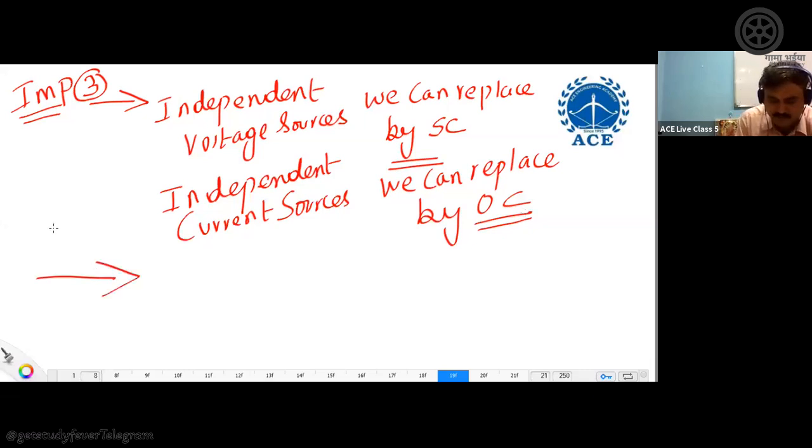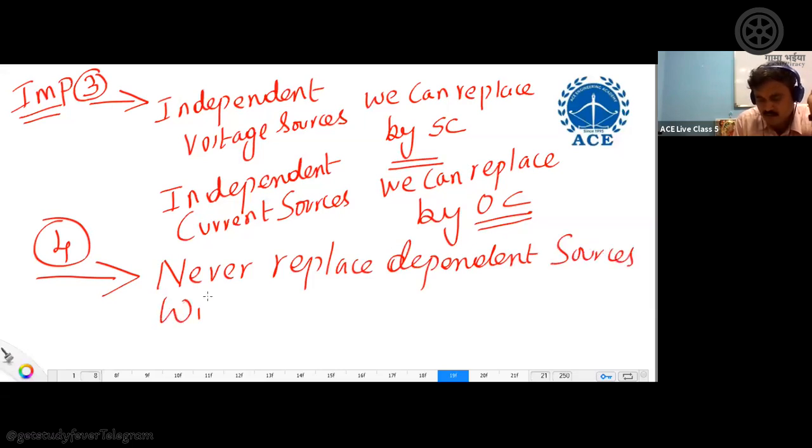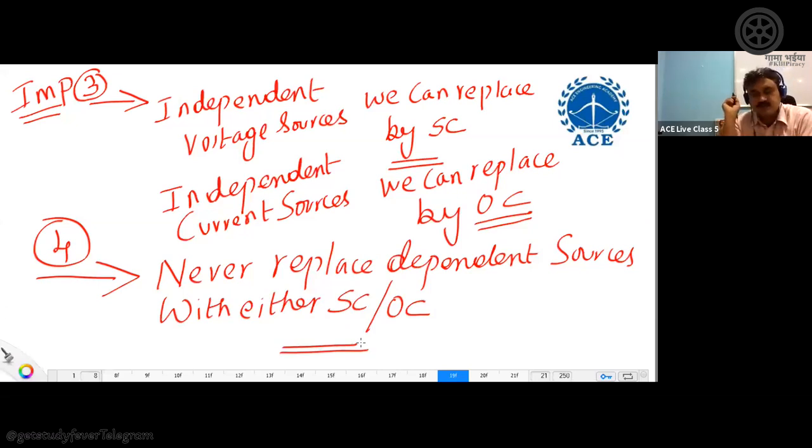Next, fourth point: never replace dependent sources with either short circuit or open circuit. Very, very important point. Just now I told dependent sources are very dangerous.